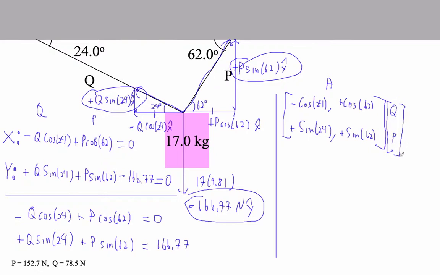By the way, at the end of the day, if you get lost and you don't know which one's P and which one's Q, which of course you will need to do, the one that's more vertical in this situation will have more force in it. Okay, kind of makes sense, right?